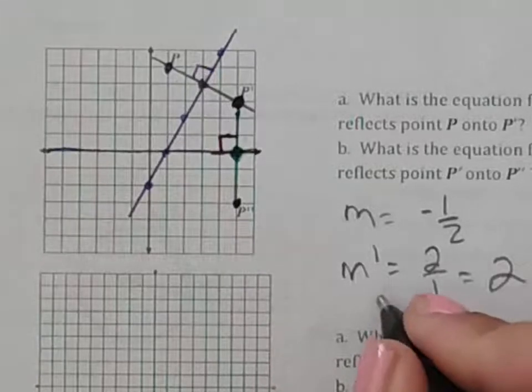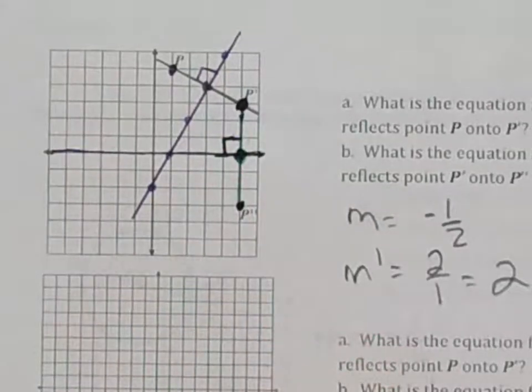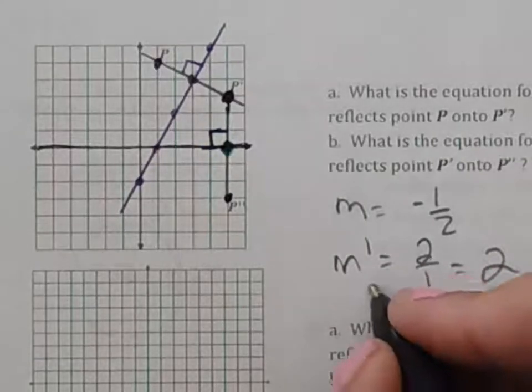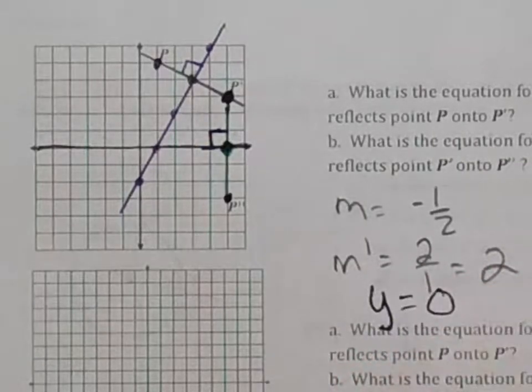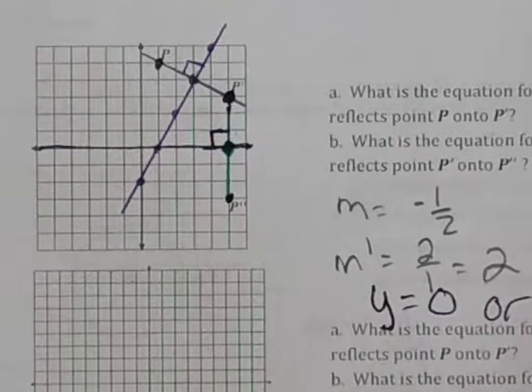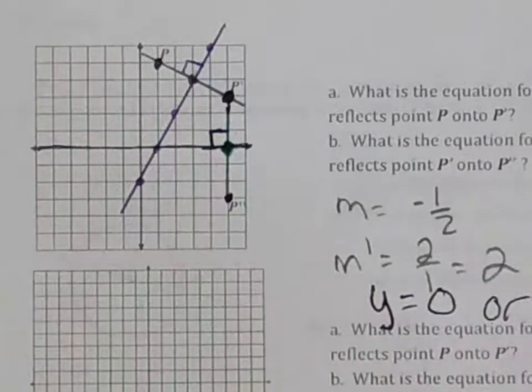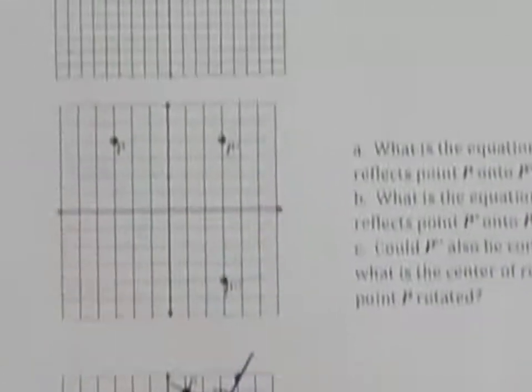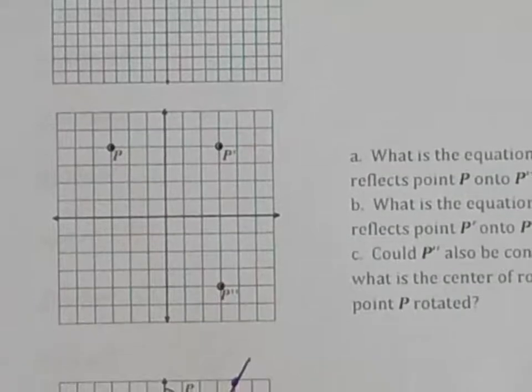So for B, your answer is, if you write down the x-axis, that's fine. But really, y equals 0 is your equation for that line, or you can just write x-axis. That's fine too. Okay. So number 9, you're gonna be reflecting over your axes. I'll give you a hint there.